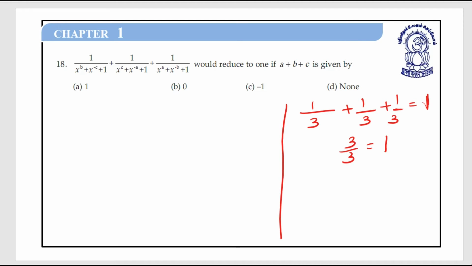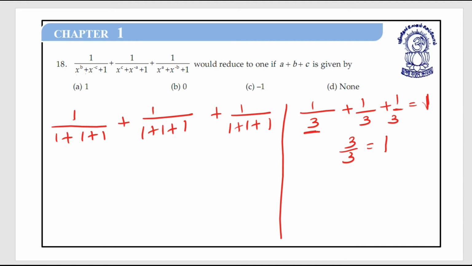So 1 upon 1 plus 1 plus 1, that becomes 3. So we can write 1 plus 1 plus 1 upon 1 plus 1 plus 1 upon 1 plus 1 plus 1. So here x raised to b is equal to 1. But when x raised to b is equal to 1, it becomes x raised to 0. So the base is the same, so b is equal to 0.